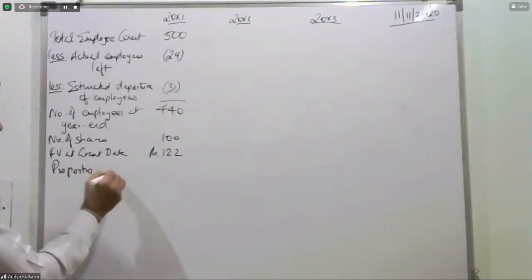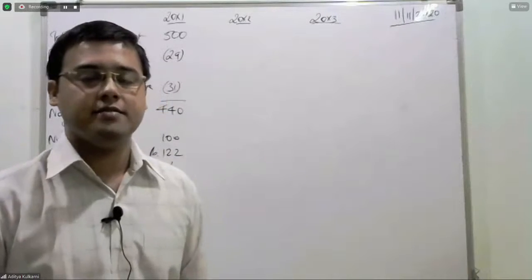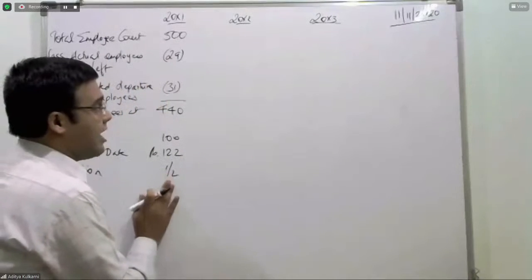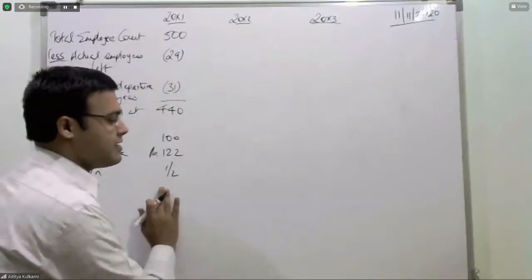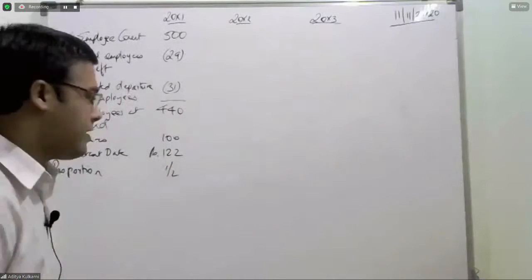Proportion here is you estimate half of the shares to vest. You estimate the proportion will be half. That is, you estimate the vesting period to be 2 years. So first year it will be 1/2.